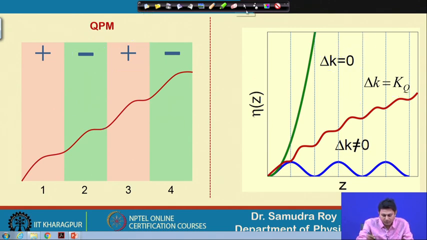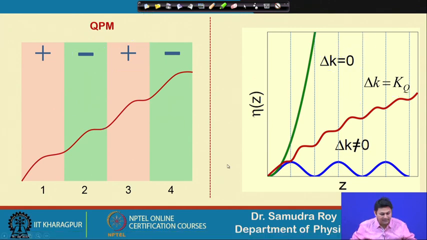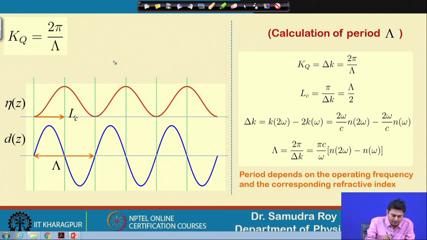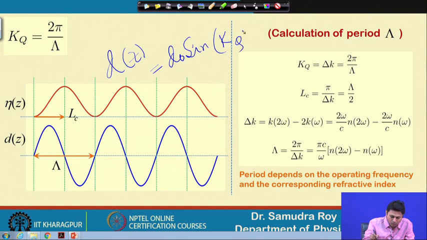So, today we will do a more detailed calculation, in order to find out this periodicity of d. Because d, if you remember, is a function of z, and it was d0 sine of k q z.